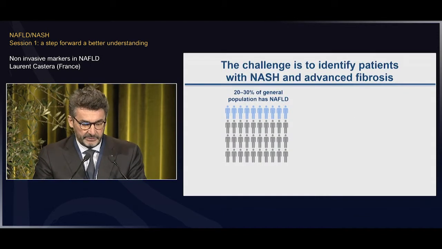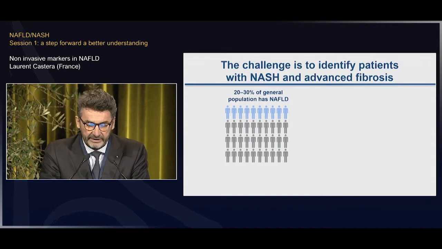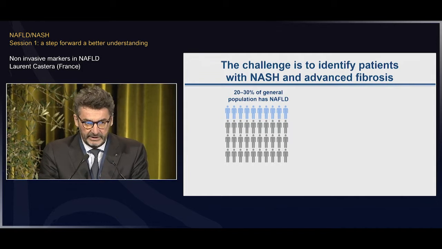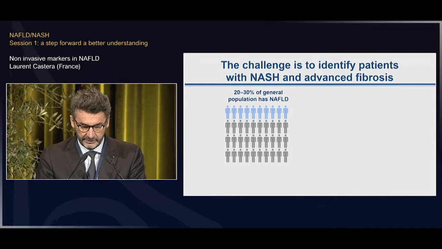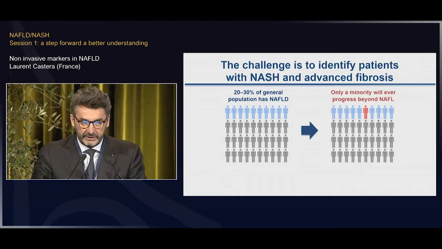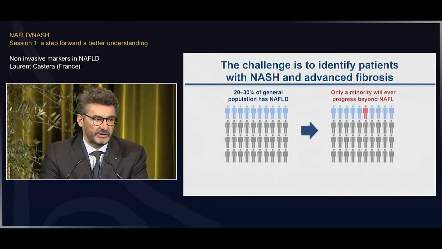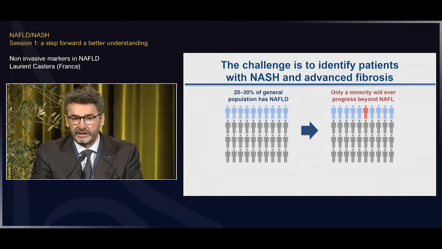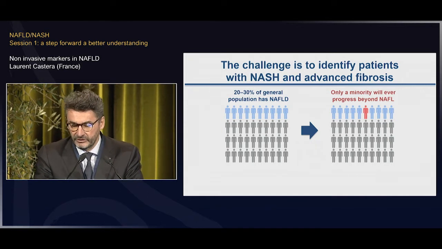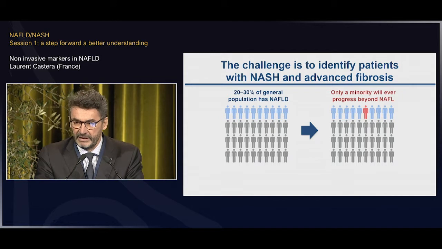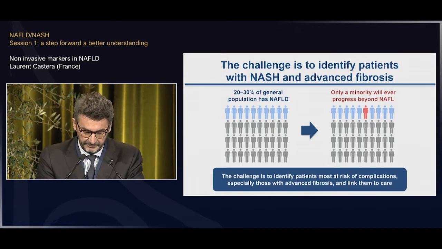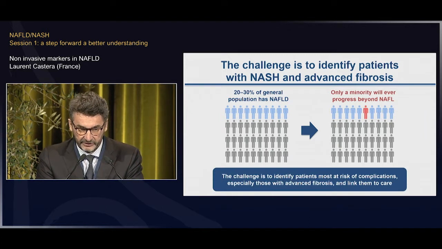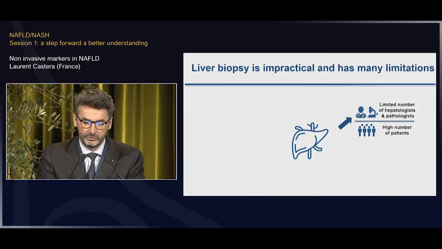So, as has been said before, the challenge is to identify patients with NASH, and especially those with advanced fibrosis, because advanced fibrosis patients are the most at risk of developing complications. And as you know, these patients do not die from their liver. They mainly die from cardiovascular events and from non-hepatic cancer. So the challenge is to identify patients most at risk of complications and link them to care.